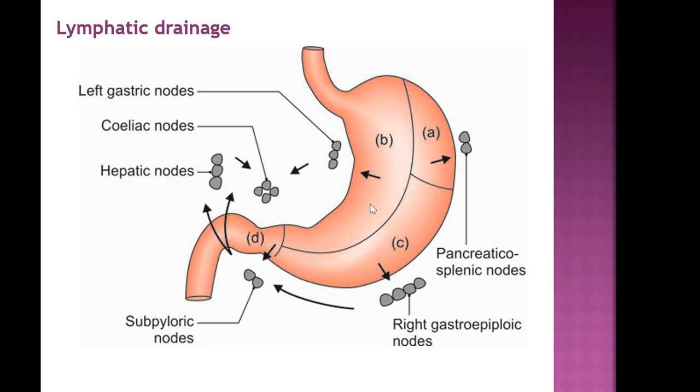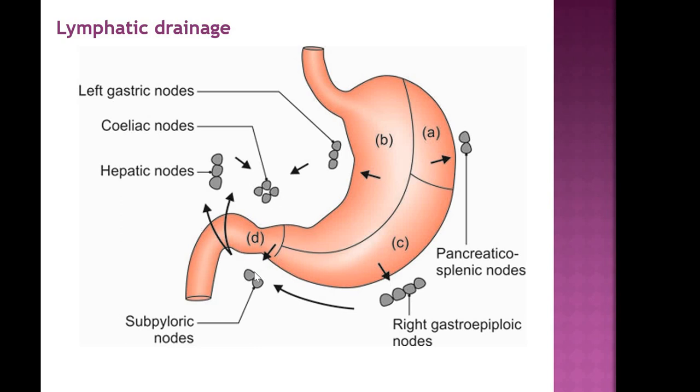Area B is on the right side. It drains into the left gastric nodes, which lie along the left gastric artery, and these also drain into the celiac nodes. Area C, the lower part of the left side, drains into the right gastroepiploic nodes, which lie along the artery of the same name, and from here it drains into the subpyloric group of lymph nodes. From subpyloric to hepatic, and hepatic drains into the celiac nodes.